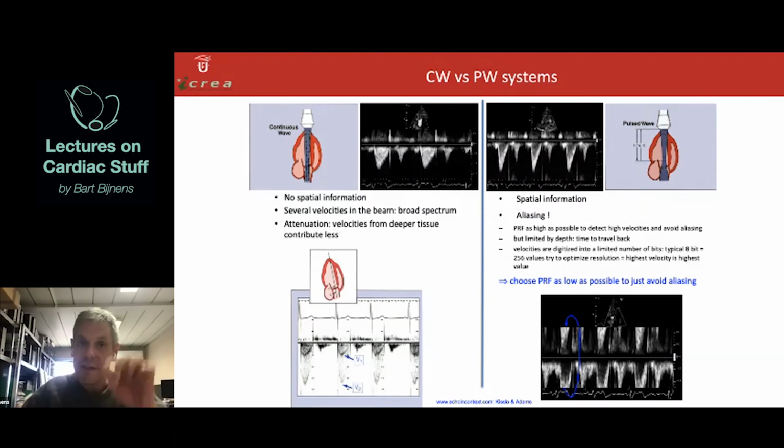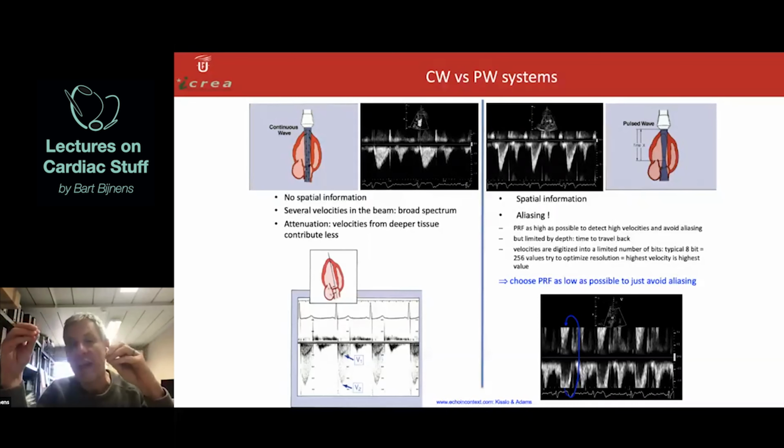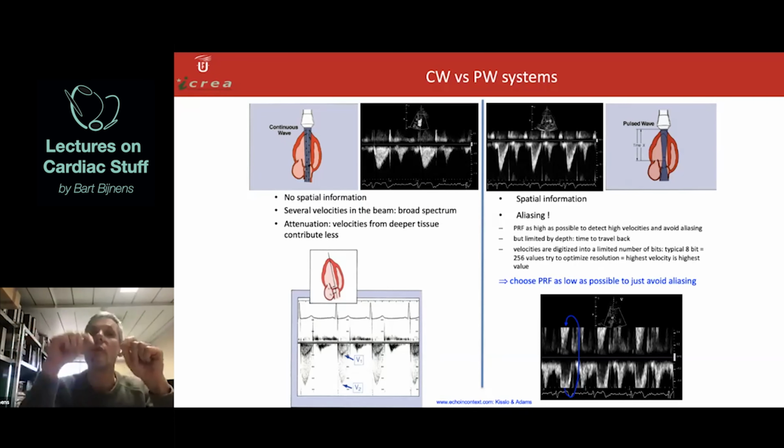The big advantage of this is that we can measure velocities at a certain position. The disadvantage, as you can see here, is that there could be aliasing. Because of the way it works, if the velocity is too high, which is related to the pulse repetition frequency, we get wrapping of velocities, and you get this type of image where velocities are wrapped.